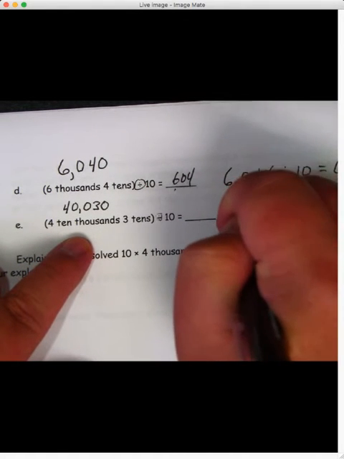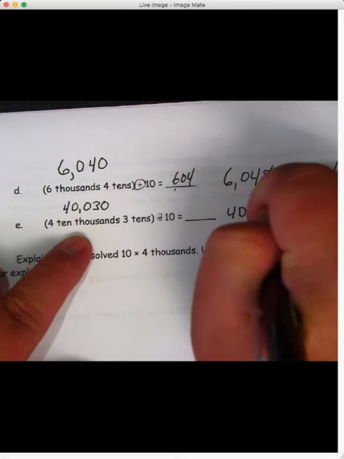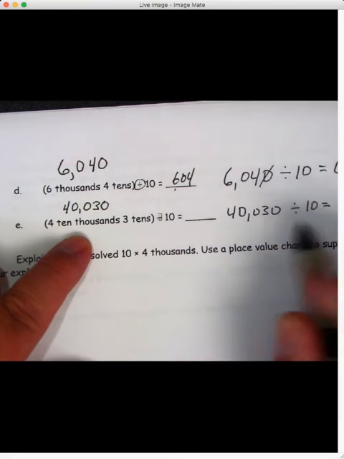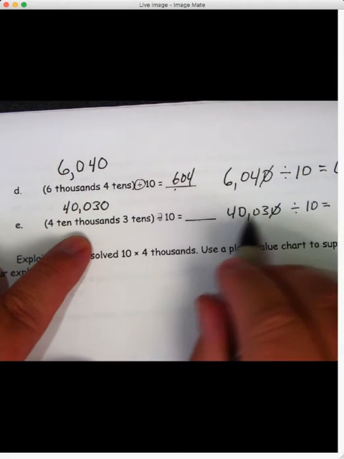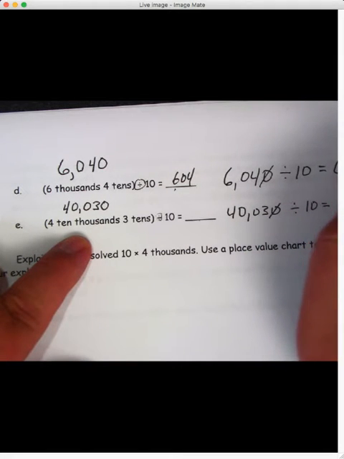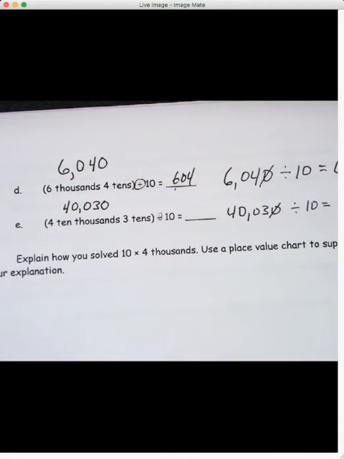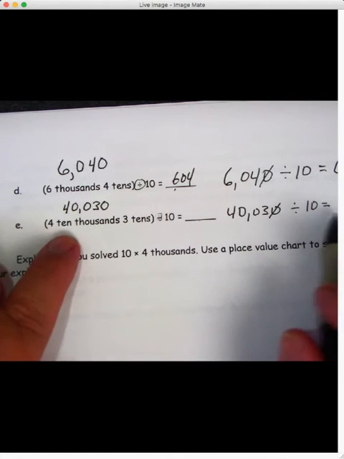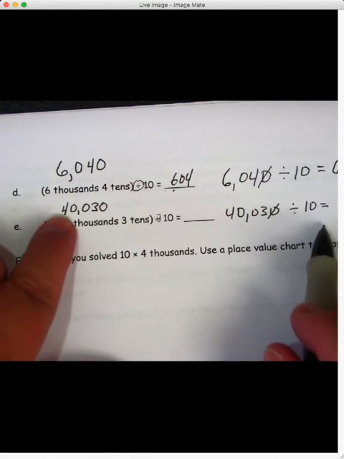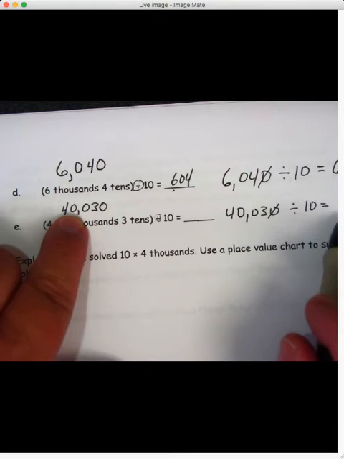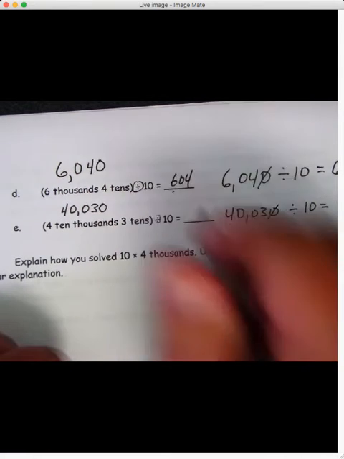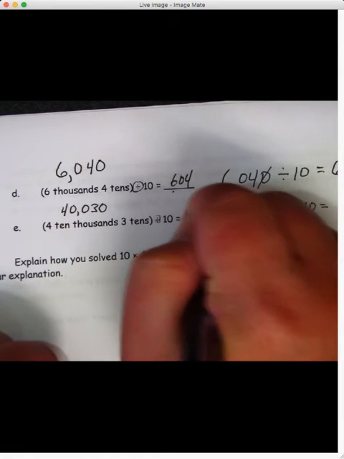Or thinking about it by removing a place, removing a 0, divided by 10, we're going to take this 0 off and write those numbers. 4003. Put our comma between the 1,000 and the hundreds place. And the answer is 4,003, just like we said. The 4 10,000s moved to the thousands, made it 4,000. The 3 tens becomes 3 ones. So the answer is 4,003.